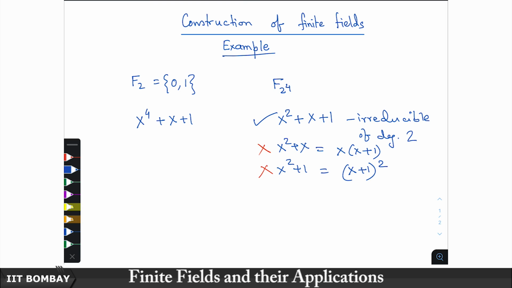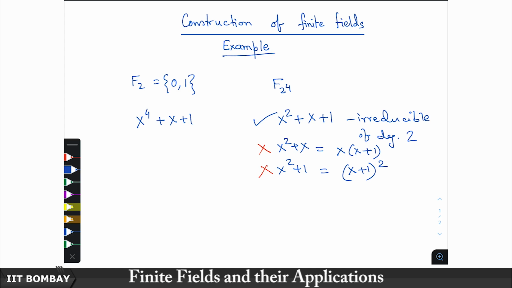So, now let us look for degree 4 irreducible polynomials. x^4 + x + 1 is an irreducible polynomial. You can check that. How do you determine that this is an irreducible polynomial? Note that there is no root first of all, 0 and 1. If you put 0 in place of x, you get 1. If you put 1 in place of x, you get 1 + 1 + 1 modulo 2, which is 1 again. So, neither 0 nor 1 is a root of this polynomial.